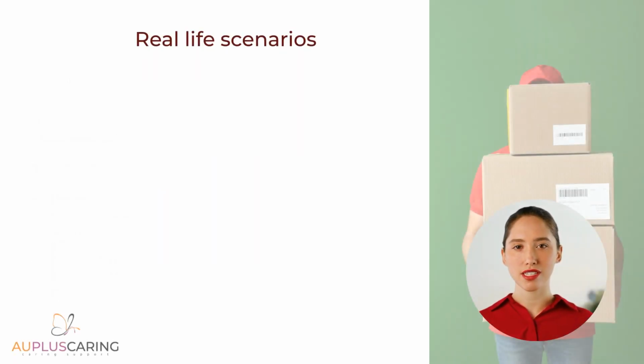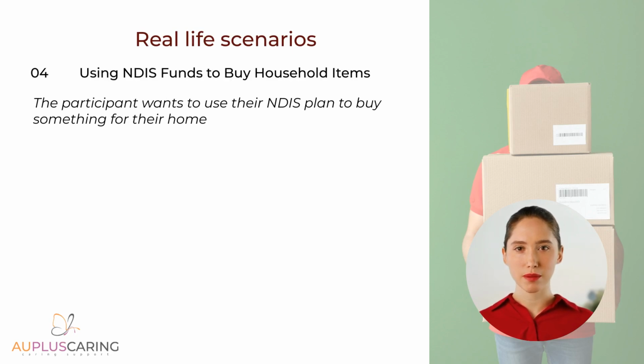Here's the last situation that might come up, and we'd like to discuss. You're supporting a participant, and during your time together, they mention wanting to use their NDIS plan to buy something for the house, maybe a small appliance, a video game console, or home decor. They might say something like, "That's what my plan is for, can you just sort it for me?"